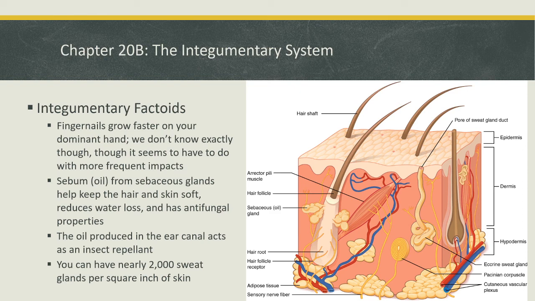But yeah. And that, I'm pretty sure, wraps up what we were going to look at with the integumentary system. Yep, there we go.